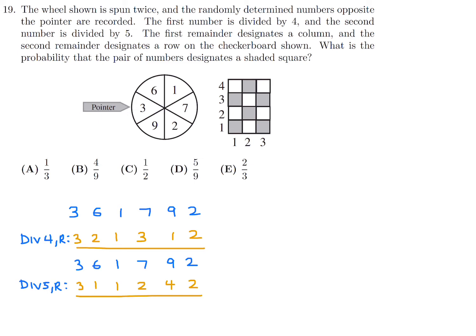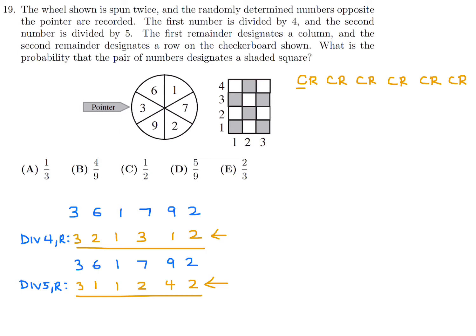Now, I've got to make pairs. The first one and the second one. So for example, 3, 2 is one possible pair. And those pairs represent the column and the row. So column and row, like that. So there's going to be, for the first number, 6 possible choices, and for the second number, 6 possible choices. So there will be 36 in total.